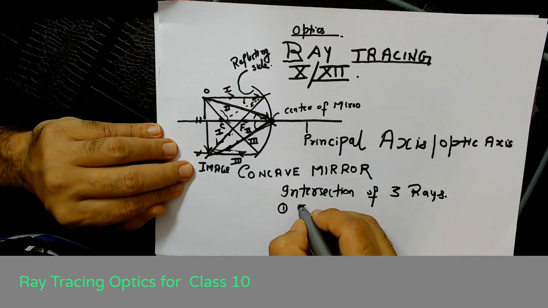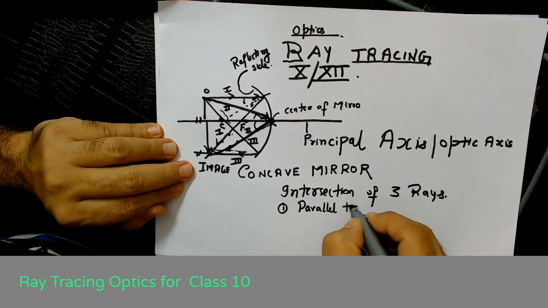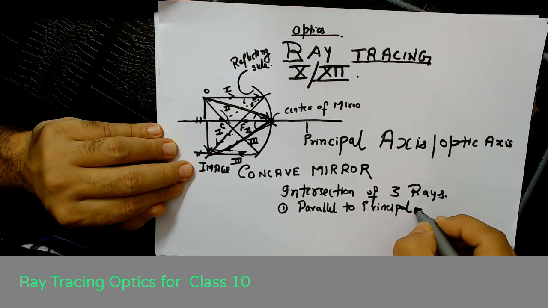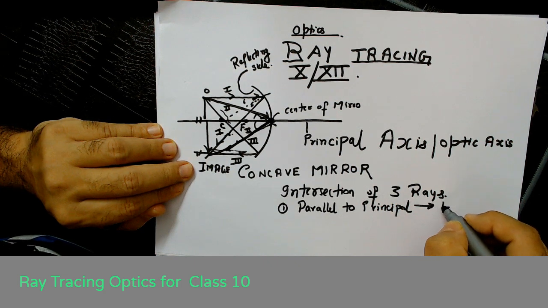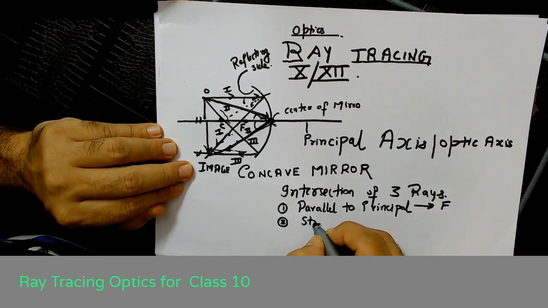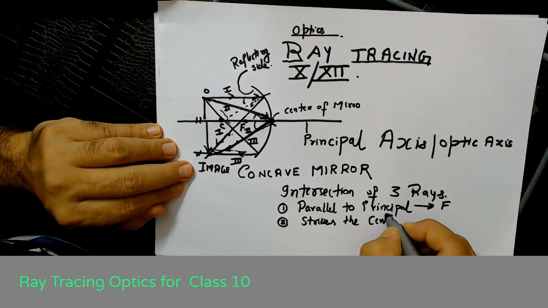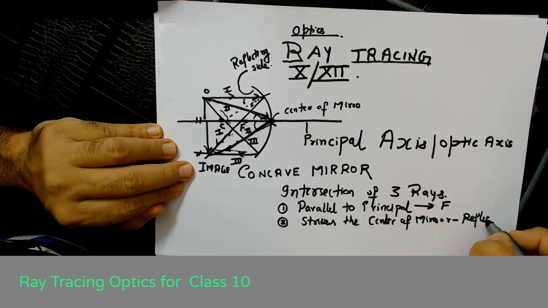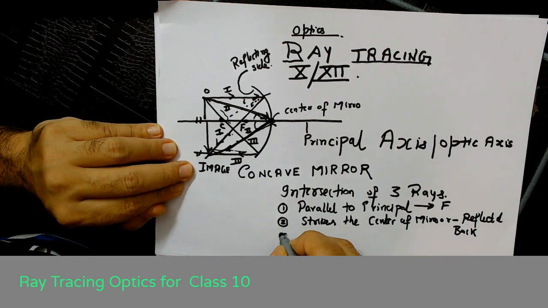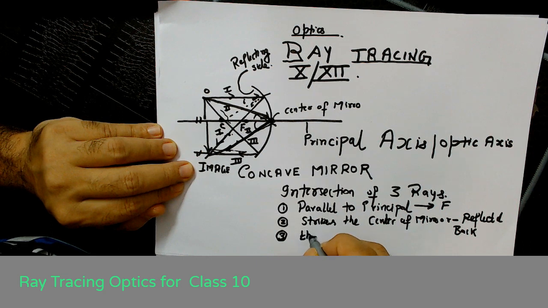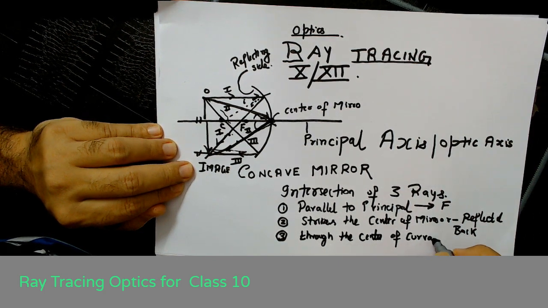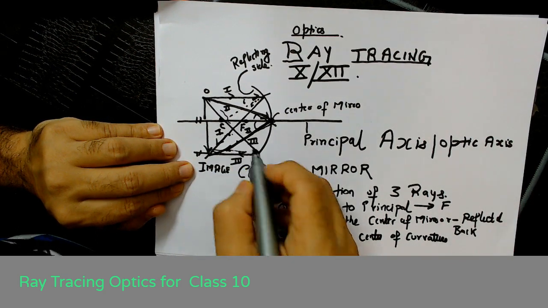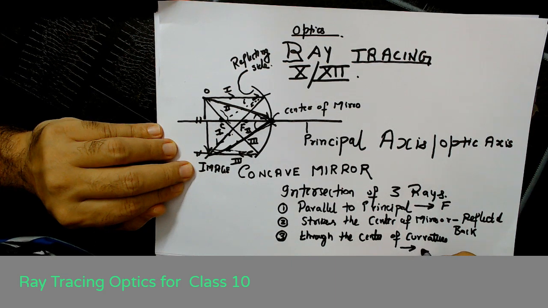Conceptually, the three rays you are supposed to draw are: ray number 1, which is parallel to the principal axis. This is to be reflected back and made to pass through the focal point. The second ray strikes the center of the mirror and gets reflected back at the same angle. The third ray has to be drawn through the center of curvature. And you can see, for the case of a concave mirror, that ray becomes parallel to the optical axis when it reflects back.